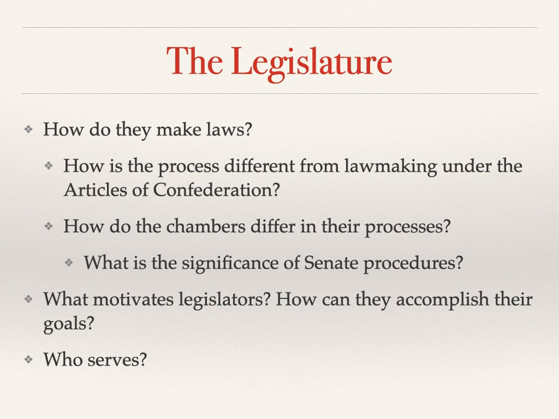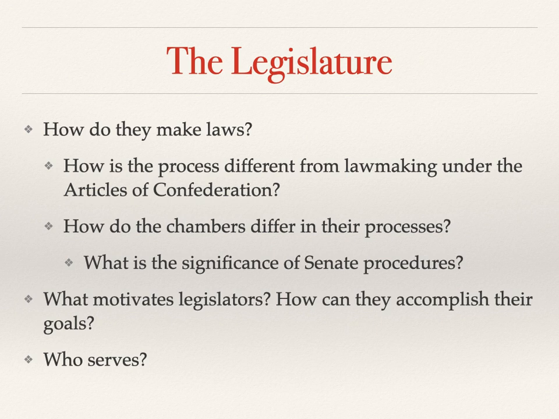So the legislature, the legislative branch, they primarily function as the lawmakers. So how do they make laws? One consideration is, how is this process different from lawmaking under the Articles of Confederation? We know under the Articles that they required a supermajority for any passage. For the passage of regular law now, they only require a simple majority, but they do require a simple majority of each chamber, which is certainly harder to coordinate than if there was only one chamber.